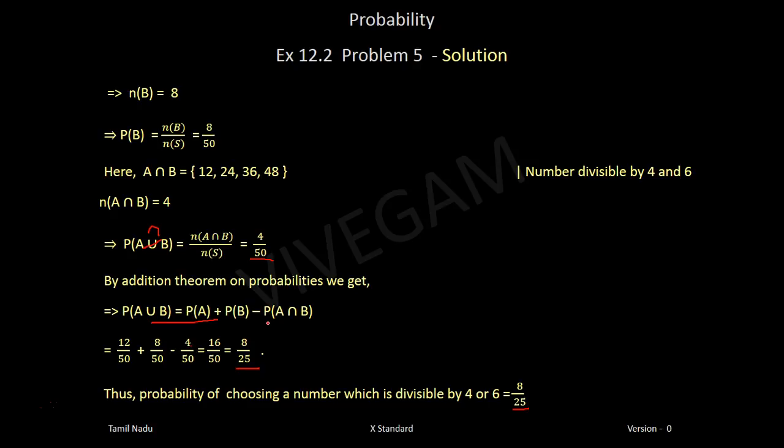Substitute in this formula on the right hand side and you'll get your left hand side, which is probability of A union B. But what is probability of A union B? Probability of choosing a number which is divisible by 4 or 6. A is divisible by 4, B is divisible by 6. So probability of A union B is probability of getting a number divisible by 4 or 6, and that is 8 by 25.